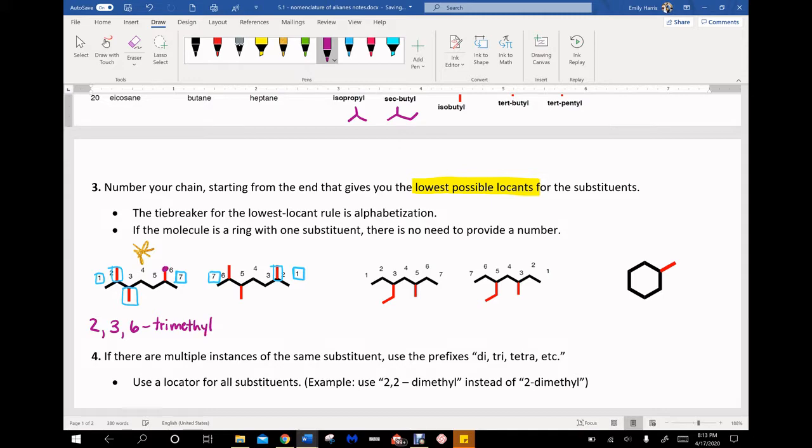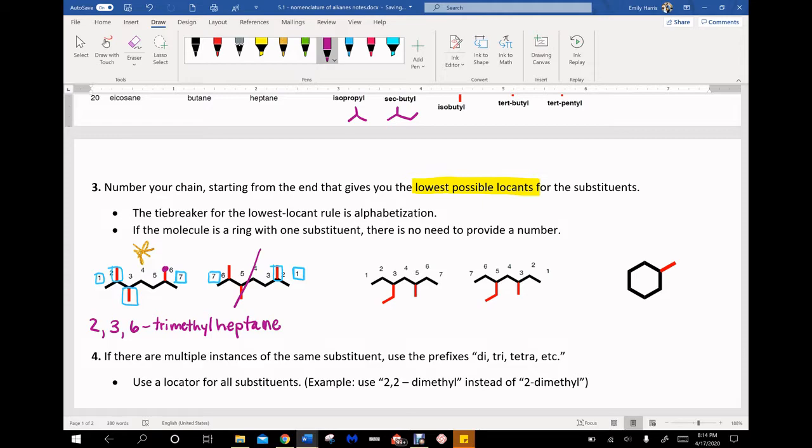It's methyl because they all have 1 carbon. Then you include the parent name for 7 carbons, which is heptane. All right, so we would go with the first option there, 2,3,6-trimethylheptane. All right, so now let's look at another option real quick.